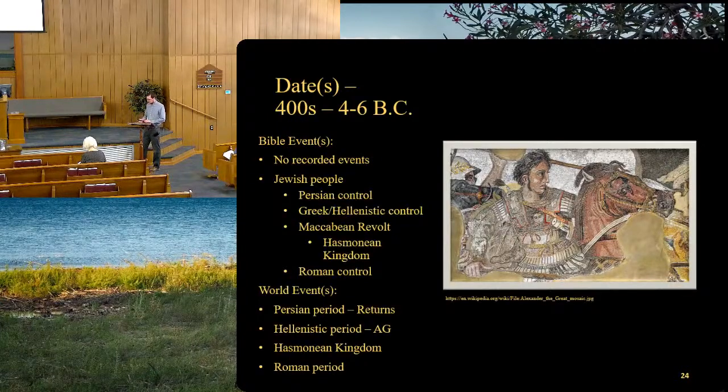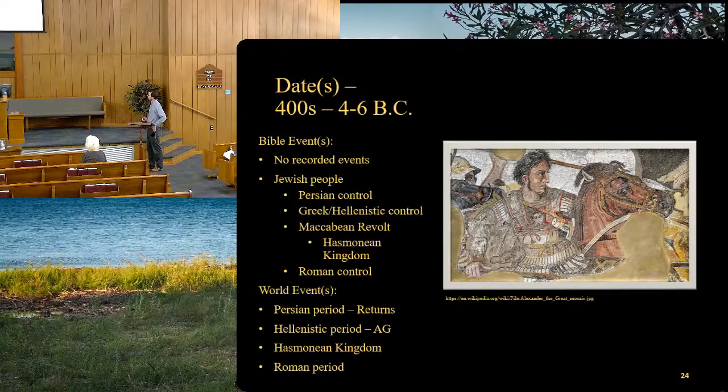Okay, and so as we move down to the 400s to right around the AD swap over, so 4 to 6 BC. So with Bible events that we look at here, so no recorded events, right? So this is typically what we call the years of silence, years of biblical silence. Obviously things are still going on. And particularly with the Jewish people, they still have their life that they're living and the things that are going on with them.